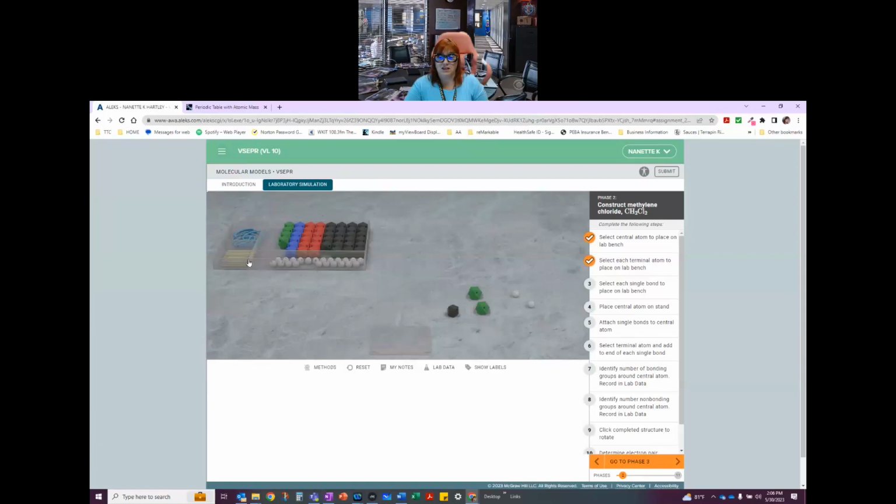Now, I know that I need to have each of my single bonds placed on the lab bench. So there were 4 bonds, right? 1, 2, 3, 4. I put my carbon on the stand, and then I put each of these bonds into the holes that exist on this particular shape. If you look in here, you can see that there are holes where those bonds can go. So that determines the base structure that we're looking at.